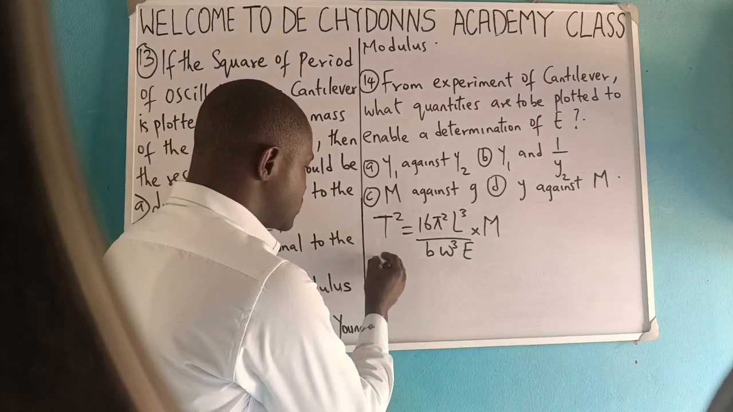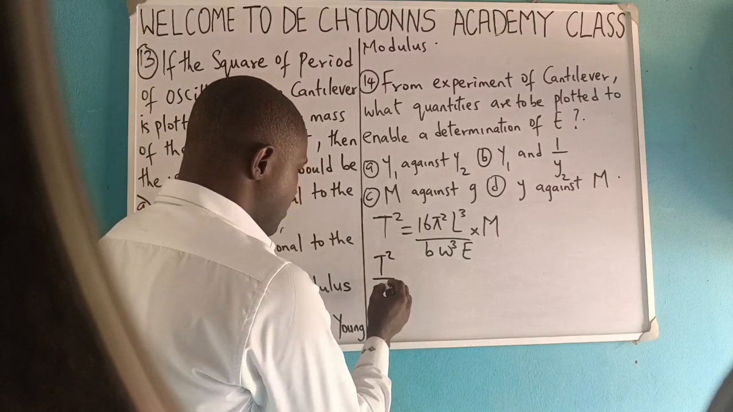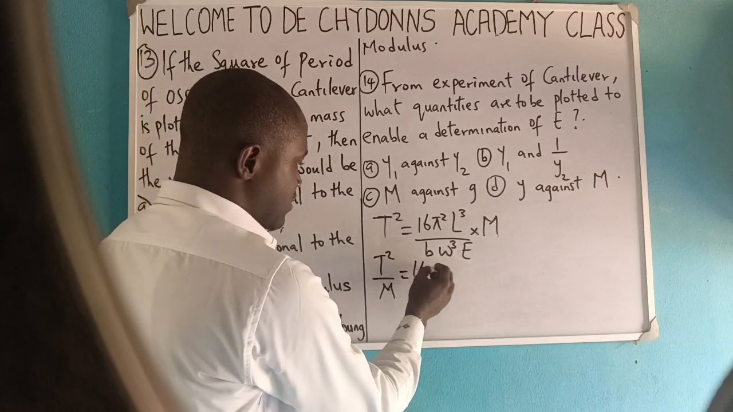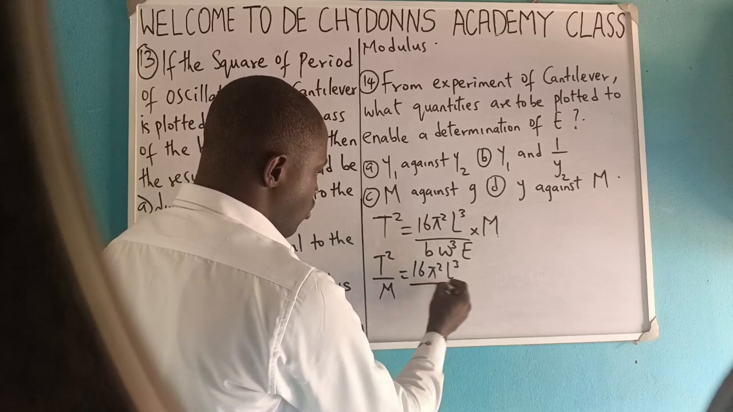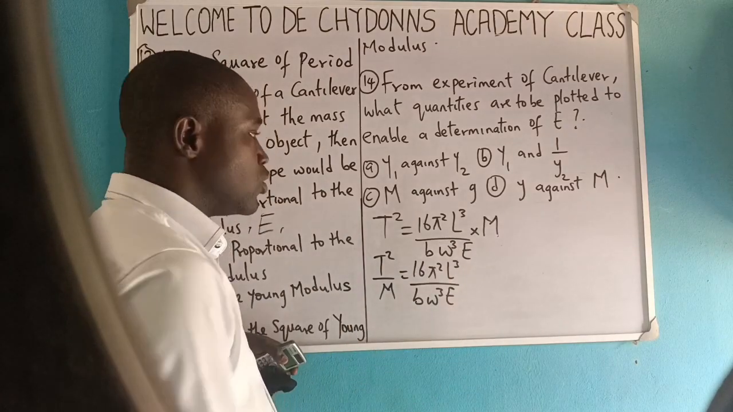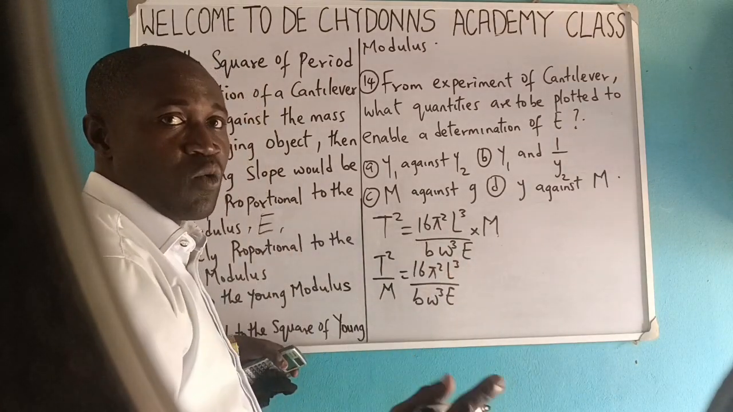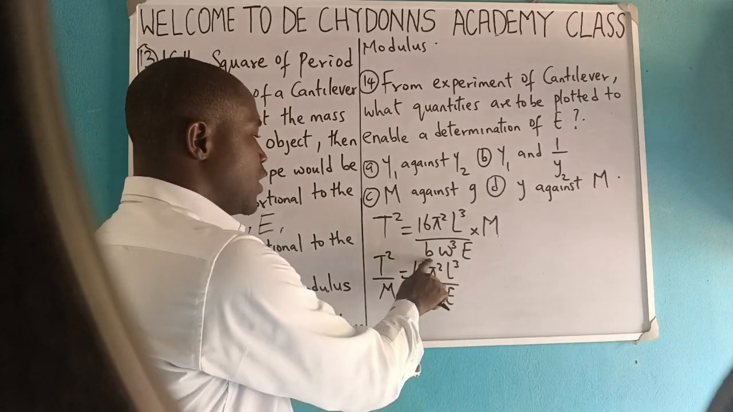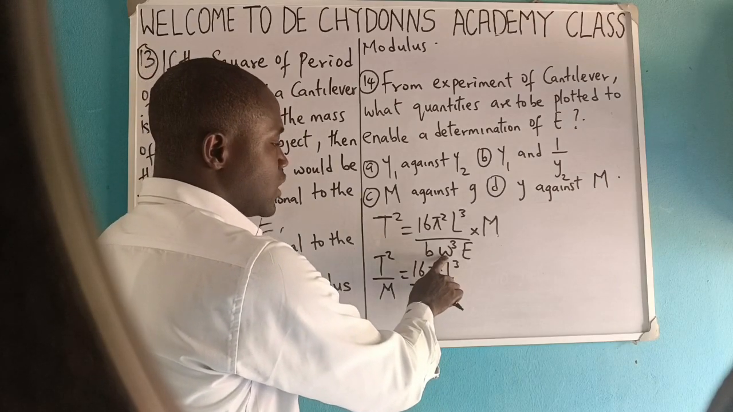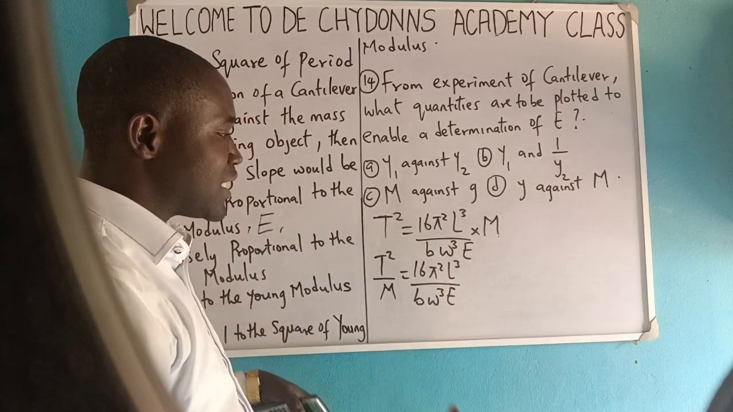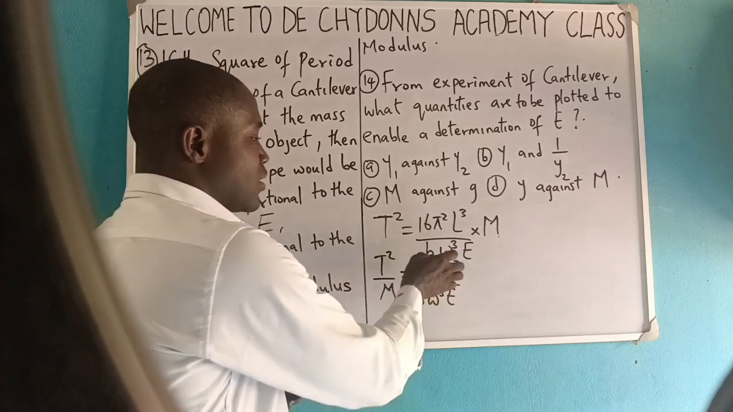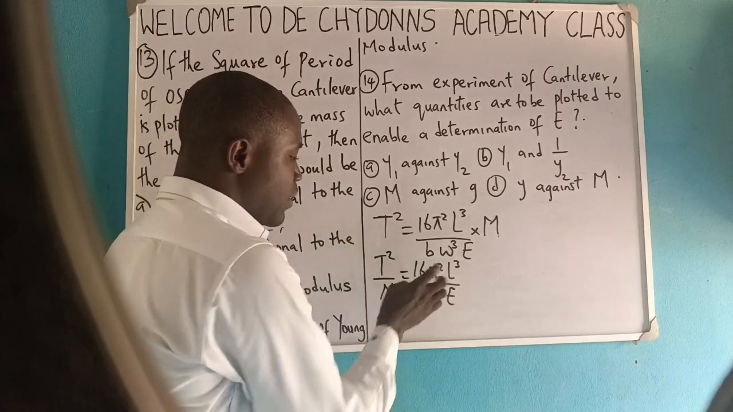That means we'll be having T squared over M equals 16 pi squared L cubed all over B W cubed E. Where E is the Young modulus, L is the length of the, let's say, meter rule, B is the breadth of the meter rule, and W is the thickness of that meter rule. And so we have talked about this. Now we have gotten this formula.